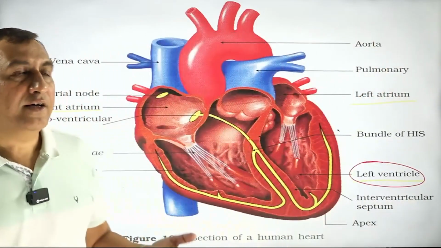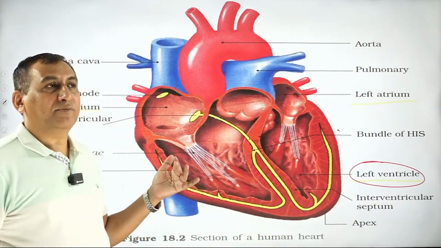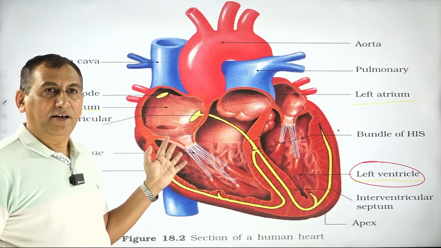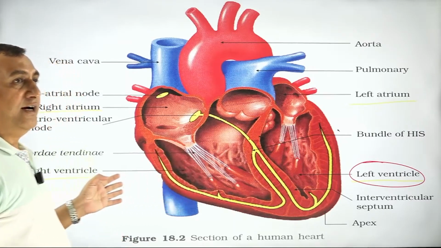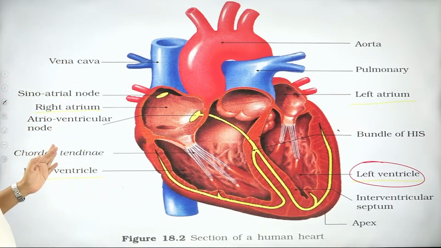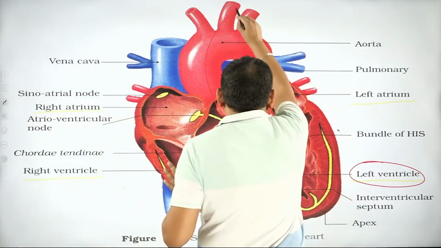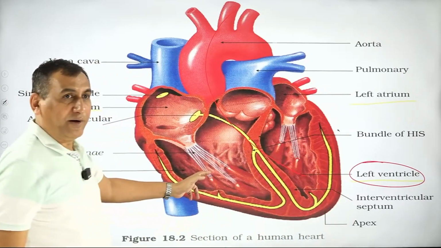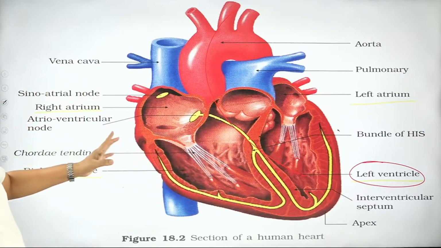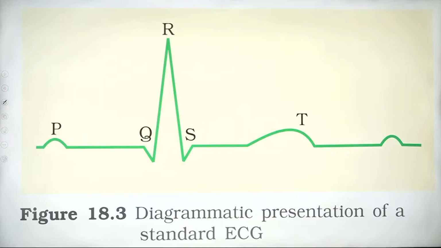So that is why, what is the largest chamber of the heart? That is the left ventricle. The left ventricle is the largest chamber of the heart because it is supplying blood to the different parts of the body. The right ventricle is not the largest chamber because it is supplying blood only up to the lung. So this is the one point.